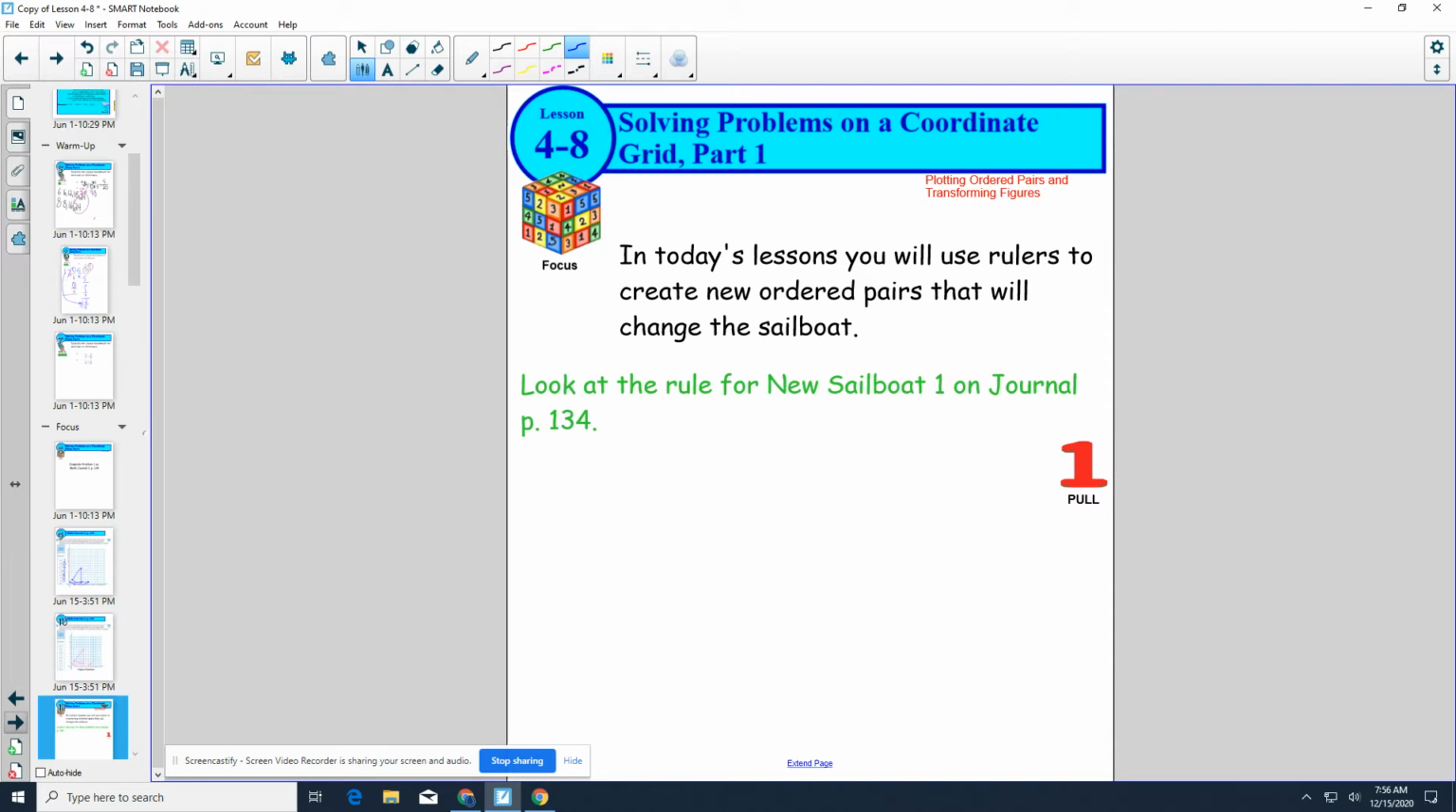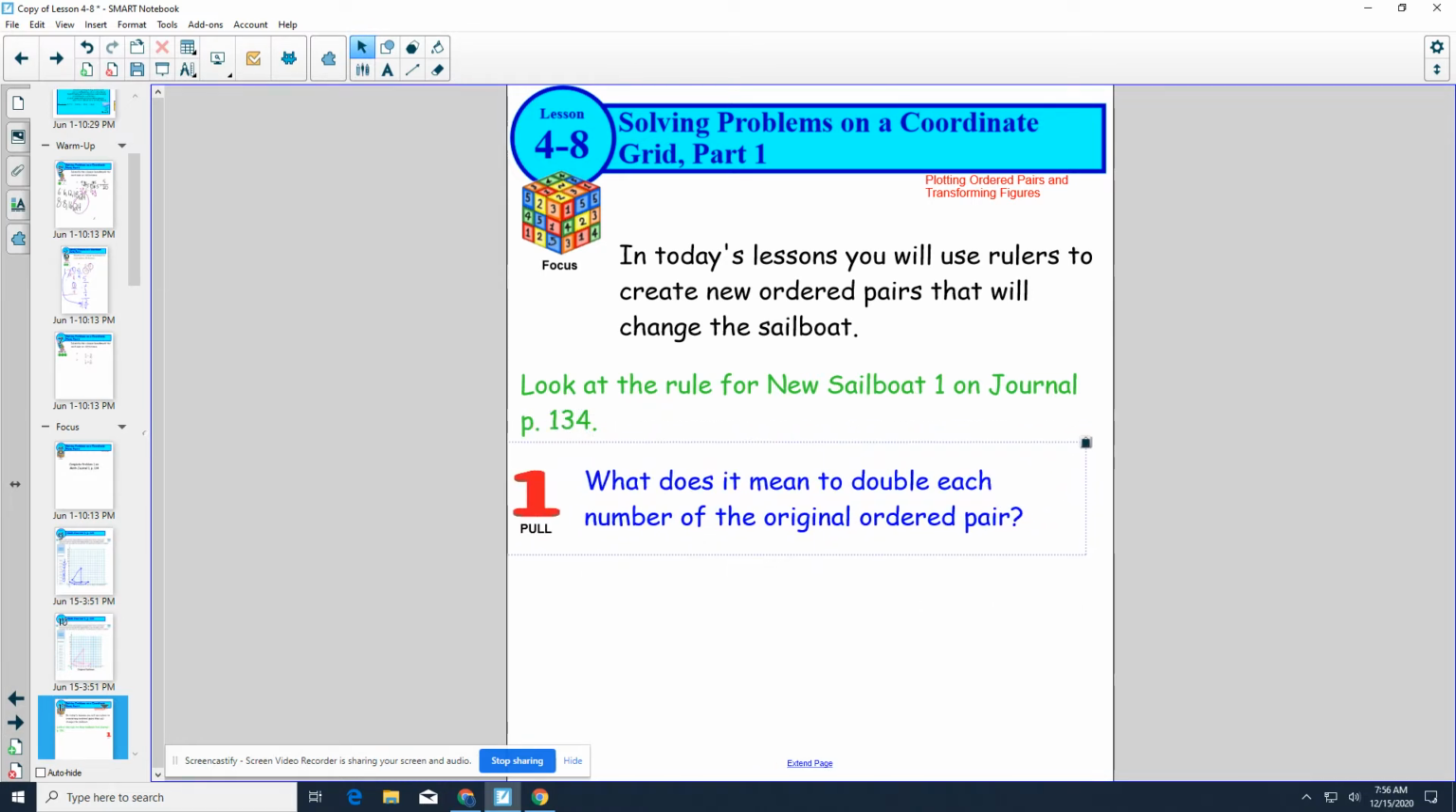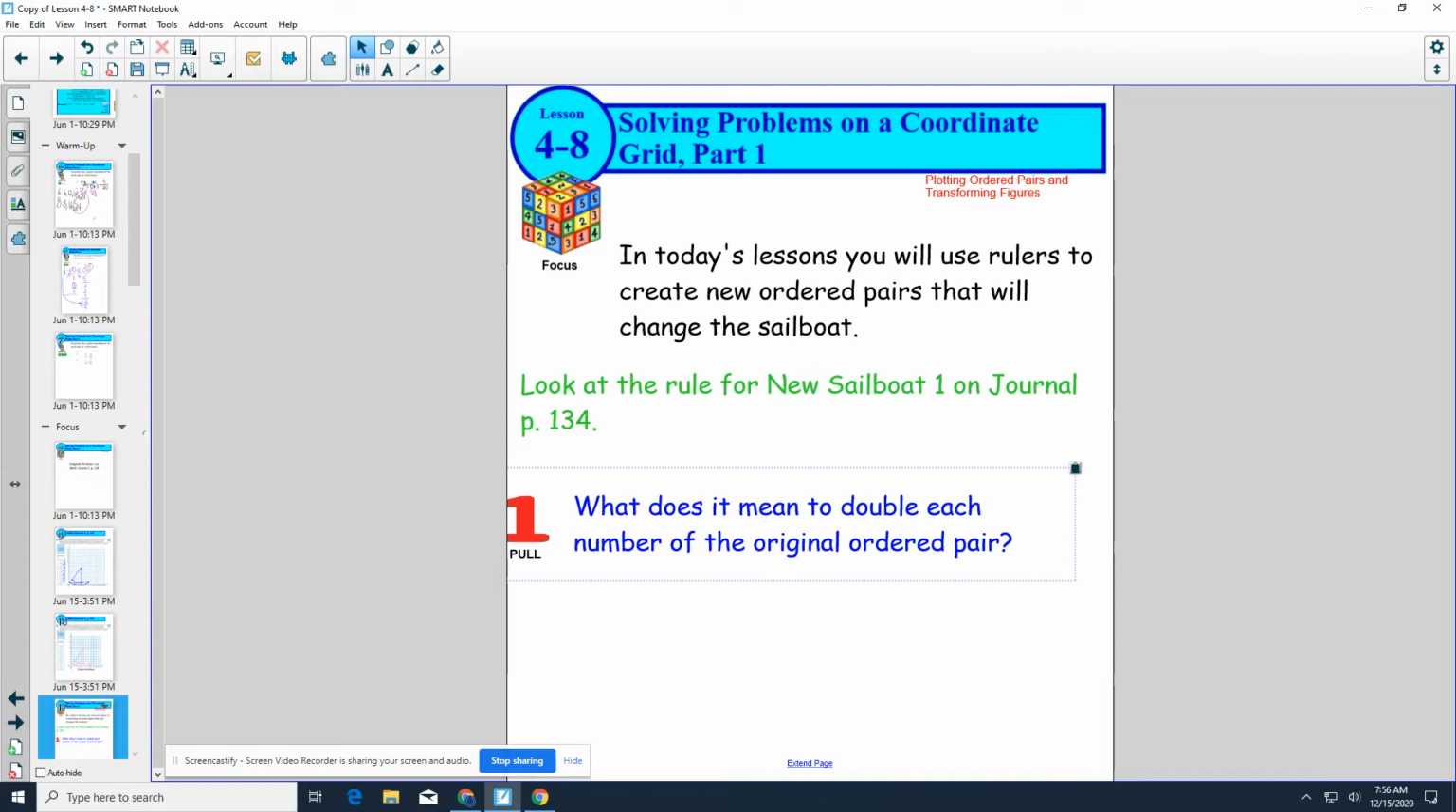Now, in today's lesson, you will use rulers to create new ordered pairs that change the sailboat. So if you don't have a ruler at home, you can just use something that has a straight edge. Okay, what does it mean, double each number of the original ordered pair? What do you think that means? So we know double means to multiply by 2, right?